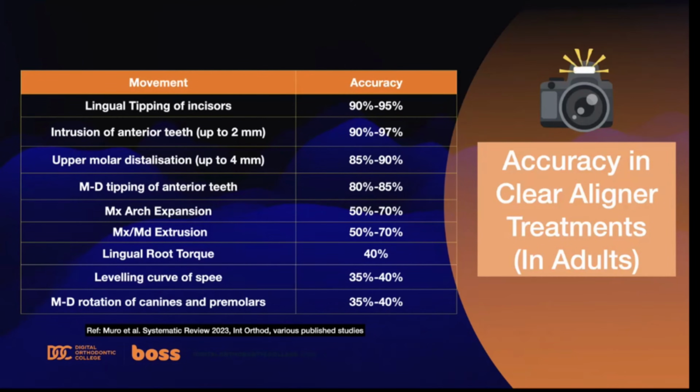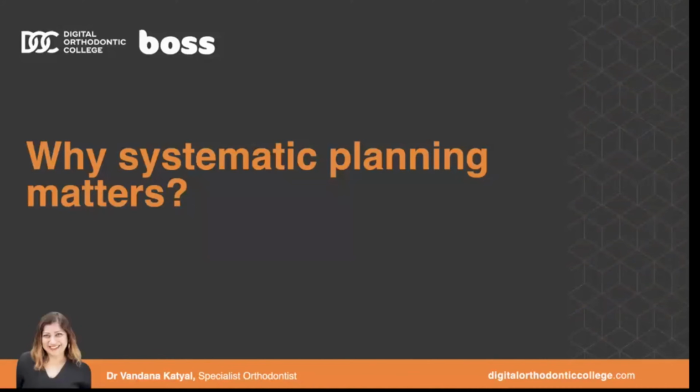But if we look at the bottom of this table, you see that the mesiodistal rotation of canines and premolars have very low accuracy. So is lingual root torque. Understanding these parameters helps us give the right instructions and think about whether we are going to overcorrect or not, or whether we need attachments for certain scenarios or not. So this is important. I just note that we have more data currently in adults than in adolescents, so we have to take that into account when we're doing our treatment planning.